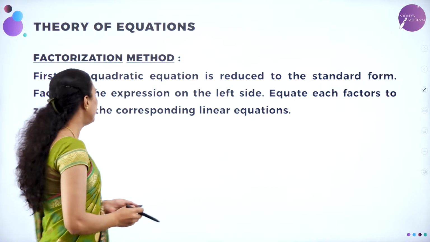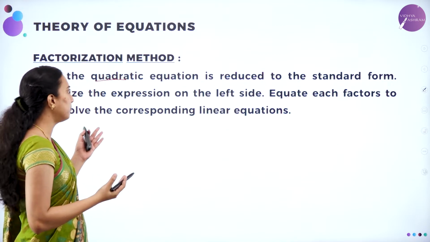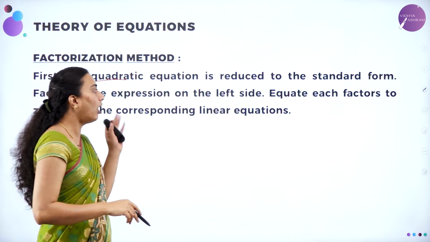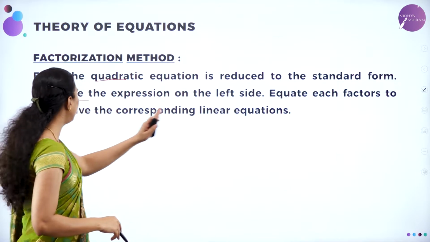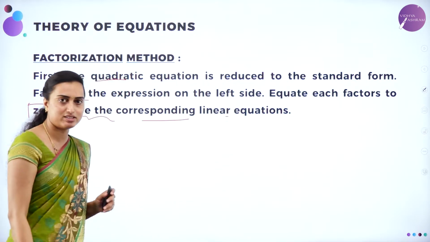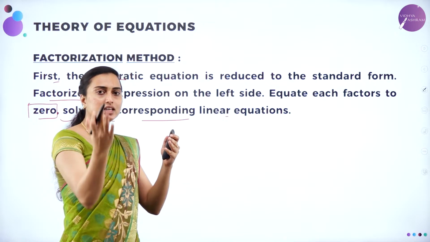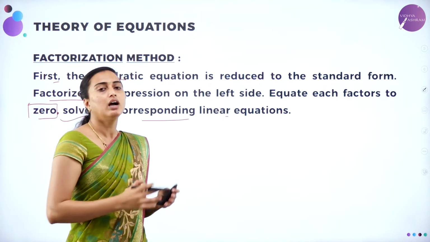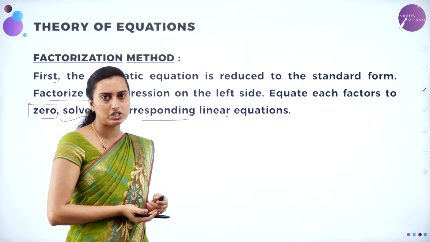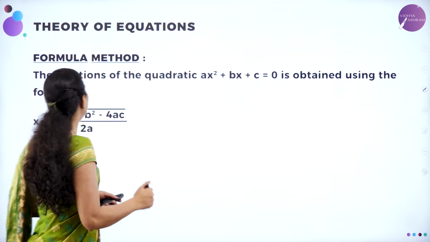Now here, first, the quadratic equation in the factorization method is reduced to the standard form. Factorize the expression on the left hand side, equate each factor to 0, and solve the corresponding linear equations. Now you are going to find the factors by multiplying the last term and the first term, and then after solving, equating to 0, you are going to get the roots of that equation. Degree 2 means you should get 2 roots here. Got it? So here, the formula method.